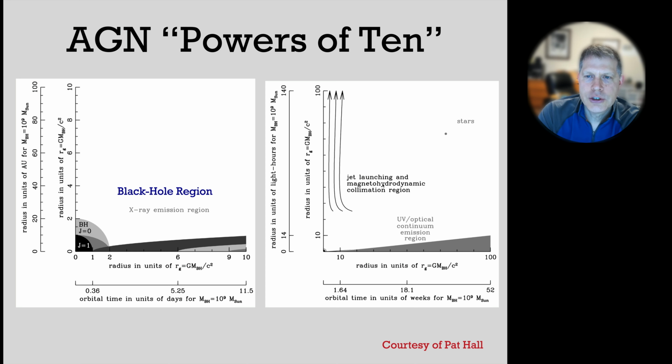This is also the region where, at a minimum, we know that jet launching and magnetohydrodynamic collimation exist. We have now managed to image jets down to of order 10 gravitational radii or so. So we know the jets are formed initially on very small size scales. And so the jet is very nicely shown here.